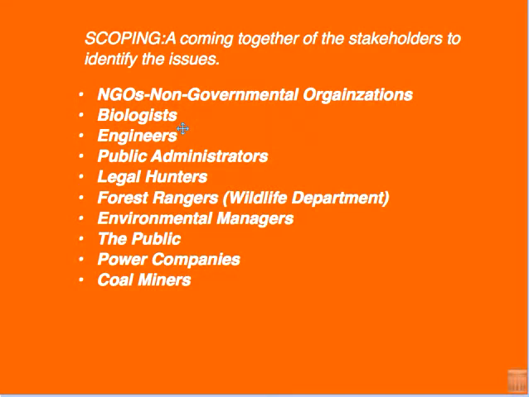a phase of the process referred to as scoping, a very relevant phase for the Environmental Systems and Societies student because it involves a coming together of stakeholders from all areas to identify the issues. And as you can see here, this involves a range of groups that have to come together to share their expertise and their ideas as we focus in on some of the special areas of concern.